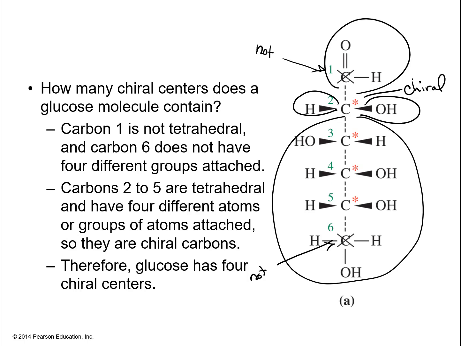So you can end up with a whole bunch of mirror images to this just by flipping, like, carbon 2's alcohol and hydrogen, or flipping carbon 3's alcohol and hydrogen, or 4 or 5. By flipping those, you can make mirror images that are not superimposable. So there's a lot of possibilities that you can form. But interestingly enough, this one, the way that this is drawn, is the most common form of glucose found in nature.